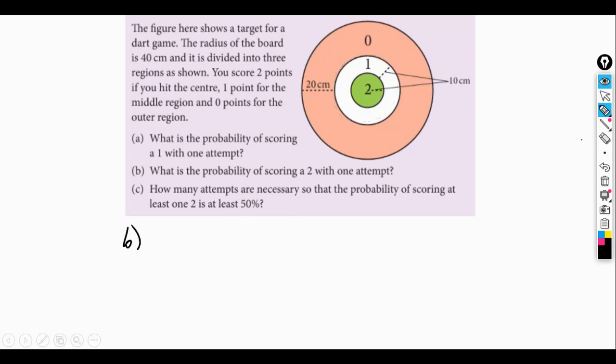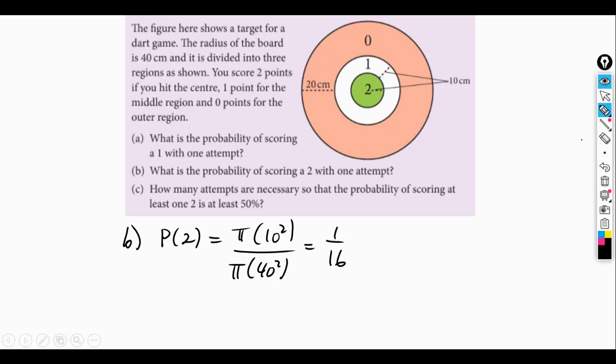So now let's do part B. In part B, they ask, what is the probability of scoring a 2 with one attempt? So the probability of scoring a 2. And that's going to be the green area, which is pi times 10 squared divided by the total area, which is going to be pi times 40 squared. And this is obviously 1/16.